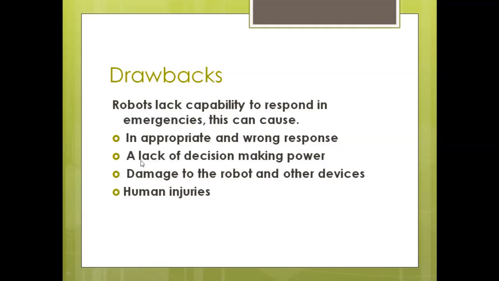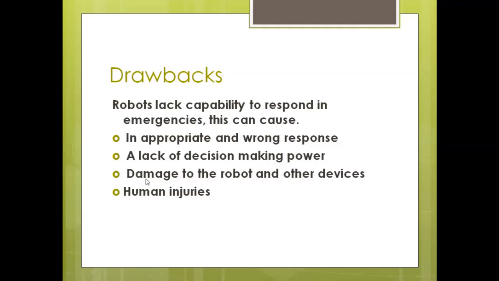Second one, a lack of decision making power. Robots can't have any decision making power. Based on the given set of instructions, the robot can perform the work. So we should think what the robot can do, and based on that, we should give the set of instructions. Based on the set of instructions, the robot can perform. It doesn't have any decision making capacity.